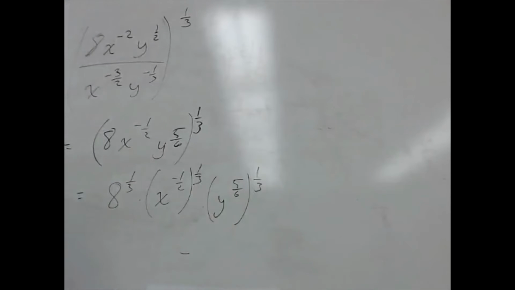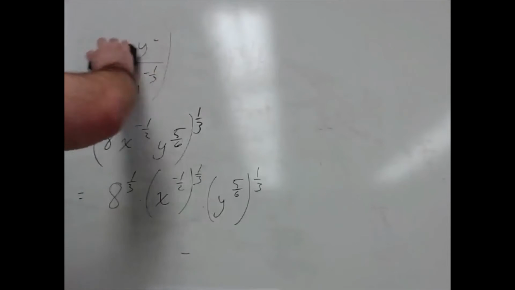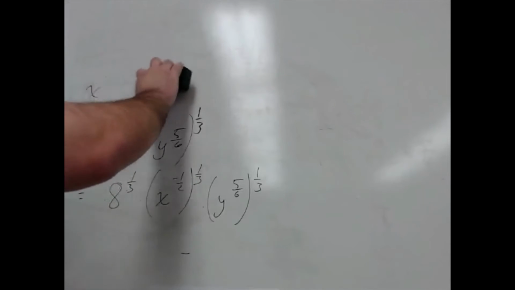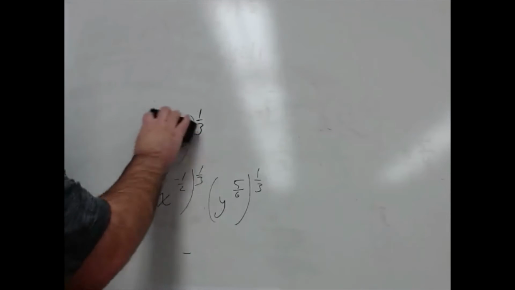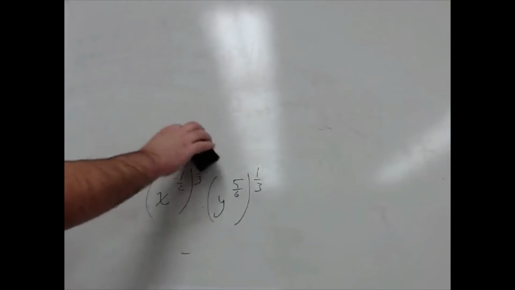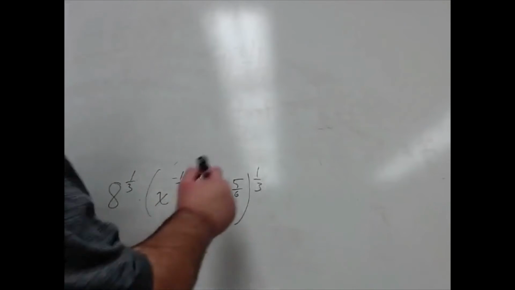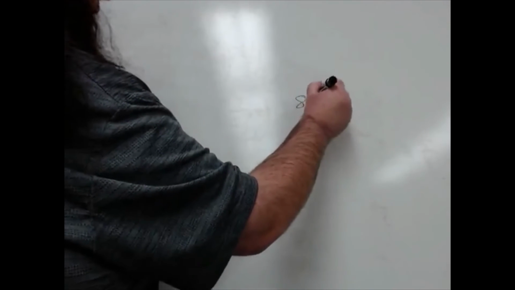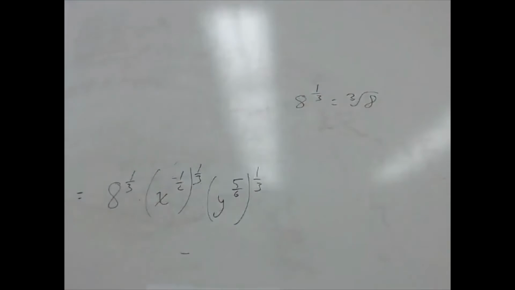Okay, so that first term there, 8 to the 1/3, there's no variable on it or anything. So I really need to try to evaluate that as it is. And remember, an exponent of 1/3 is really just a cubed root. So having 8 to the 1/3 is really just the cubed root of 8. And the cubed root of 8 is just 2. So this tells me that this just simplifies to be 2.